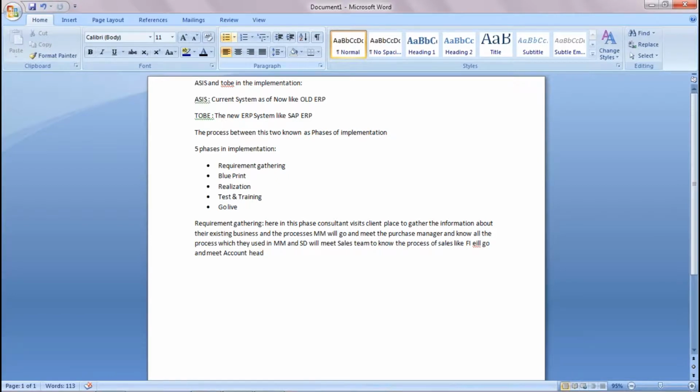We have to do these things in SAP. They have to convert these things in SAP, in the new things from SAP. Like that, they have to note down all the points.